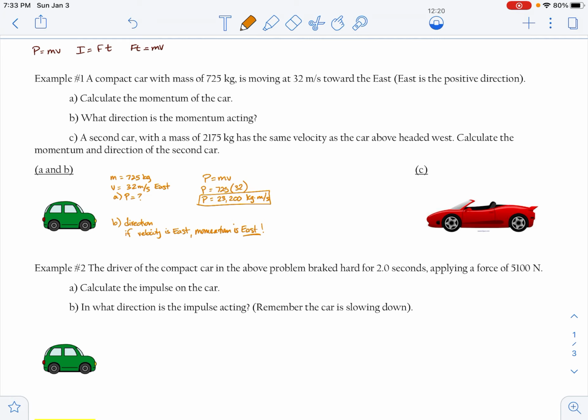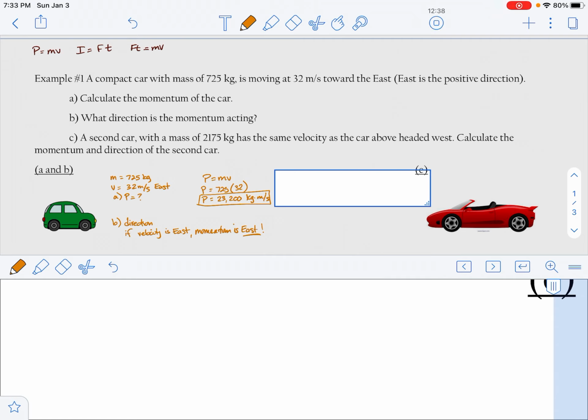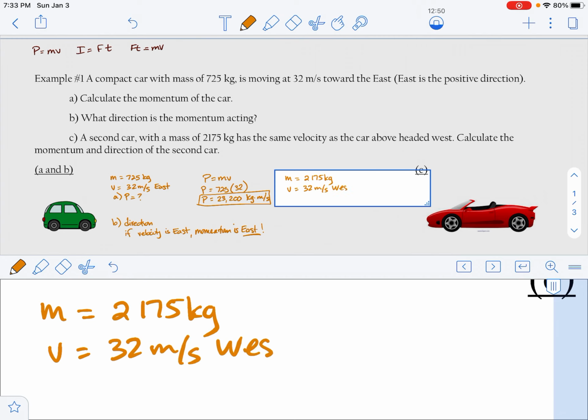Okay, part C. Part C says a second car with a mass of 2,175 kilograms has the same velocity as the car, but is headed west. Calculate the momentum and the direction of the second car. Okay, so what have I done? Well, my mass is going to be different now. The new mass is 2,175 kilograms. The velocity is the same, 32 meters per second, but the direction is now west instead of east, and I need to find the new momentum.